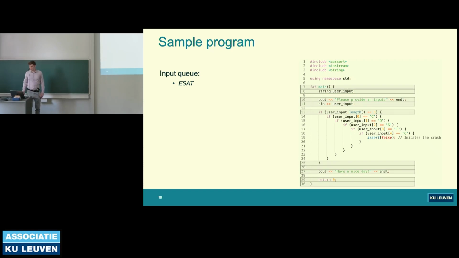Okay, so then the fuzzer starts doing its job, starts mutating the inputs. The first mutation that happened in my case when I was running AFL++ was this input.